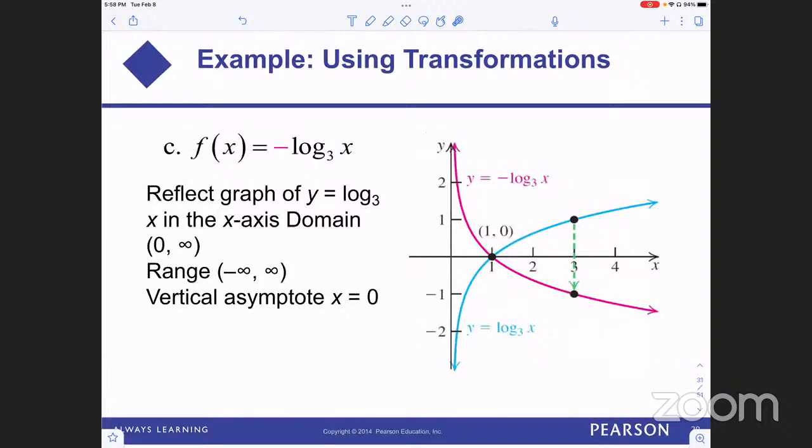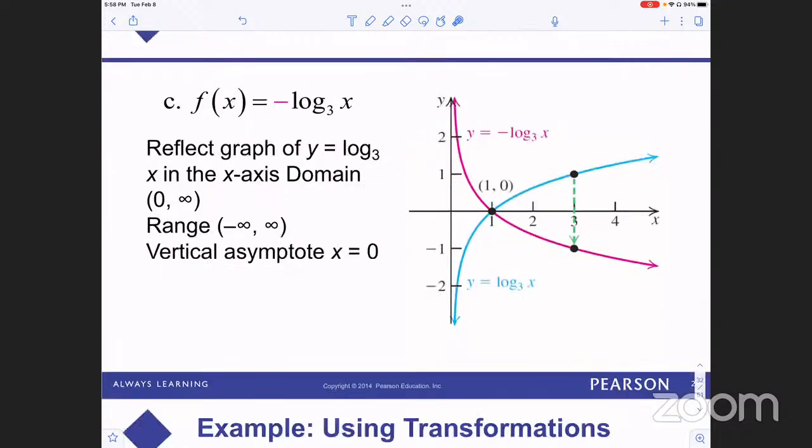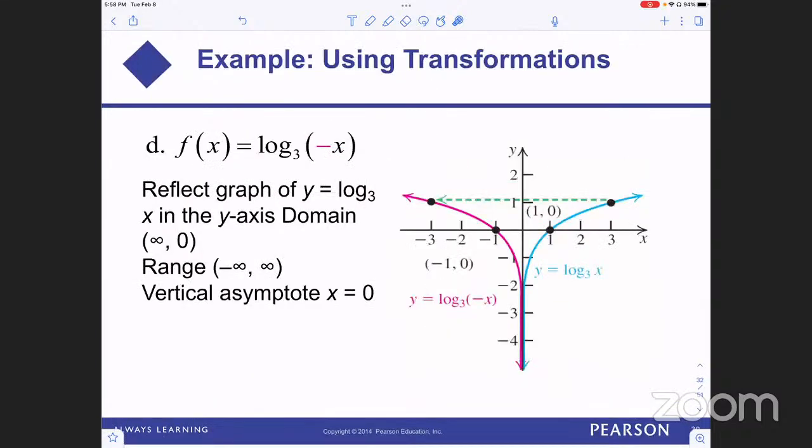So for part C, we said flip vertically. So we flipped it top to bottom over the x-axis. So reflect over the x-axis. So this one flipped over. So this one, because we flip horizontally, instead of going from 0 to infinity, now it goes from negative infinity to 0. And the range stays as always.